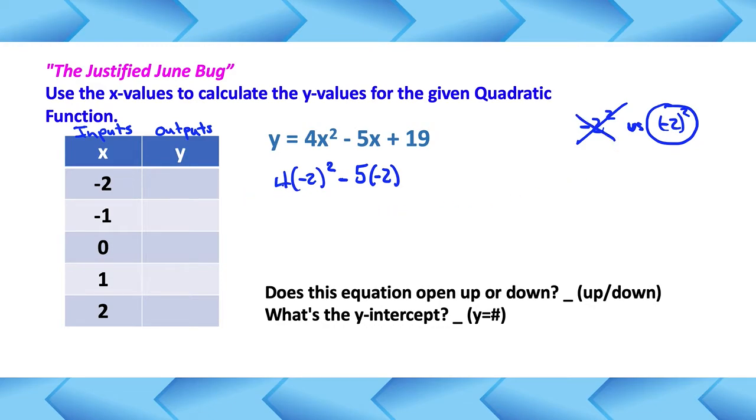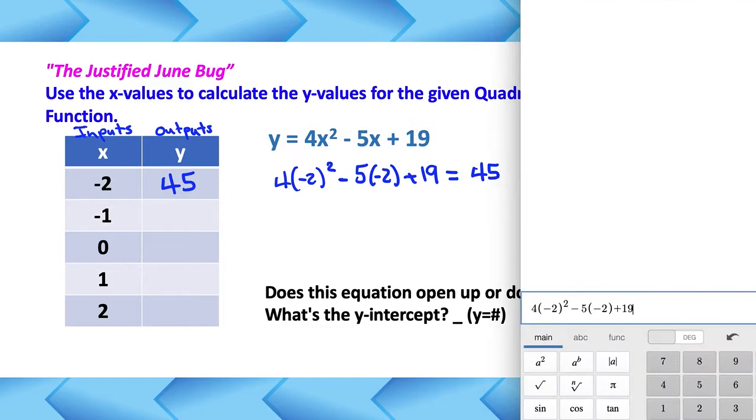Here we go. So I got 4 times -2 in brackets squared minus 5 times -2 in brackets, just because it's a good habit, plus 19. When I calculate all that noise, I get a 45. Okay, how do I know? Because I calculated it off screen using a Desmos calculator. Let me show you. Let me drag it over right there.